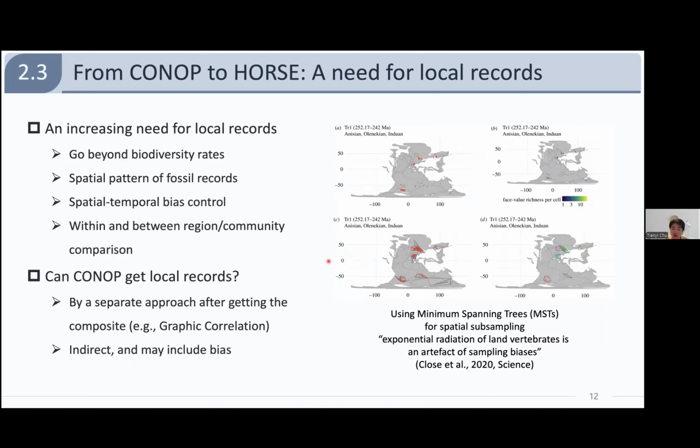While CONOP offers a strong global framework, we increasingly need methods that capture local patterns like spatial heterogeneity, sampling biases, and within-region community shifts. As shown on the right, spatial distributions of fossil occurrences and richness can vary greatly, and approaches like minimum spanning trees, the MSTs, are now used to correct these biases. But CONOP only addresses these indirectly and often with additional bias.